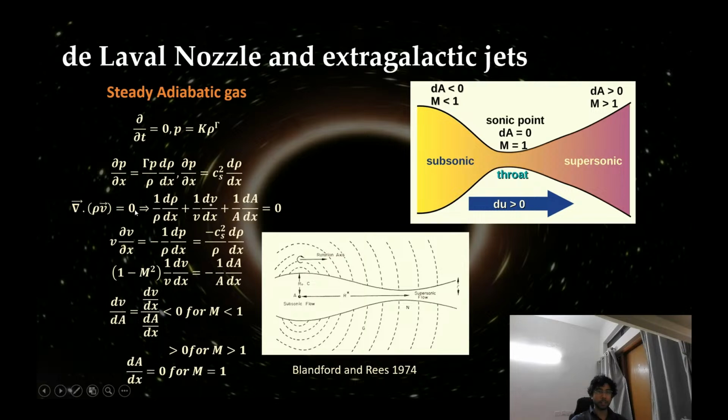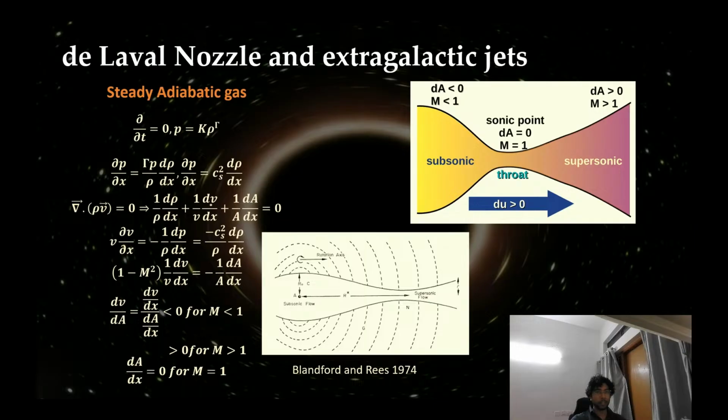Now we write down the continuity equation. So this is del dot rho v equals 0. If you write the continuity equation in integral form, you integrate del dot rho v over some volume dV, and using the divergence theorem, you can say that the integral of rho v dot dS is equal to 0.